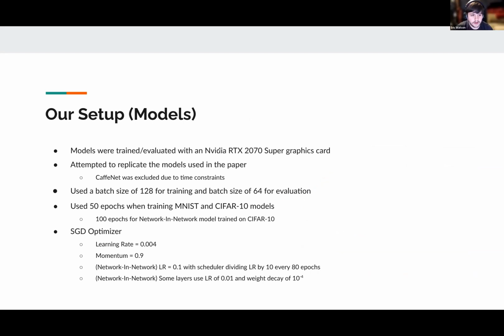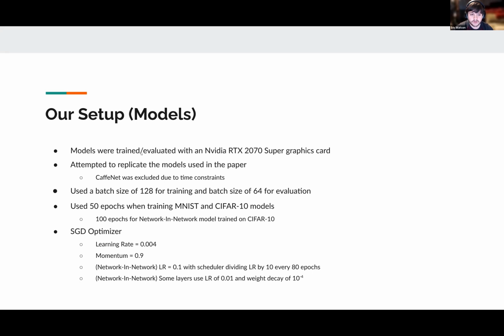Okay, so for our replicated results of the paper, we first started by training the models on our own system. Adrian has an RTX 2080, while I have an RTX 2070 Super. So all the inference time was done on my system, so we're mainly just using mine as the reference card.